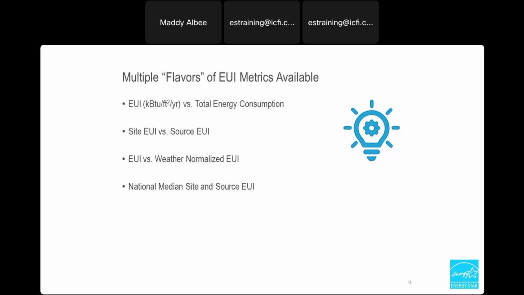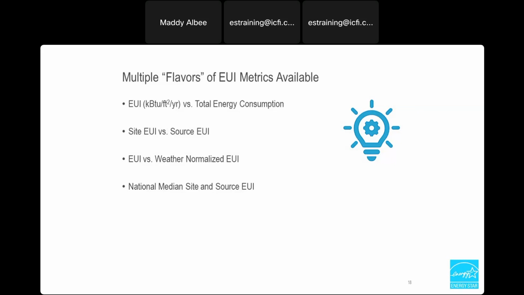It's also important to note that energy use in EUI does not adjust or normalize for building operations the way that the 1 to 100 score does. However, energy use metrics can still be pretty valuable, and there are a couple of variations to be aware of. For instance, you can use EUI instead of total energy consumption when you are comparing properties that have two different sizes. You could also use site and source EUI as well.